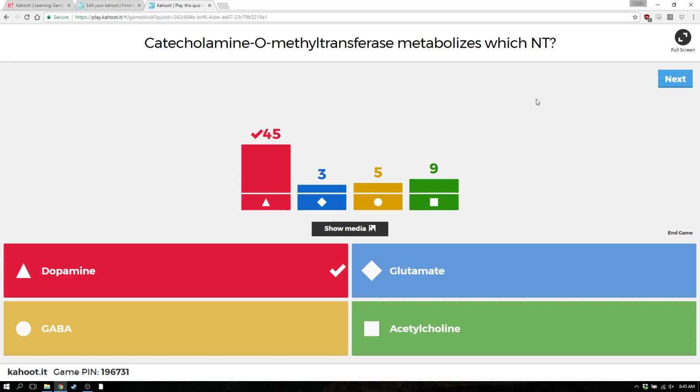Yeah, norepi is going to be another big one. Epinephrine to some degree as well. And then what else? Monoamine oxidase can also metabolize which other one? Serotonin, yeah, that's the other big thing. So COMT is going to be more relegated just to like dopamine, epinephrine, norepinephrine.